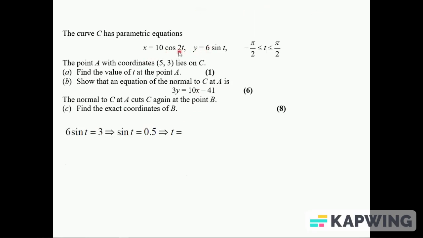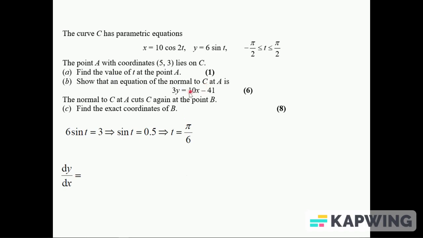Right, so I can do either this equals 5 or this equals 3. This equals 5 actually gives you two solutions. This one just gives you one though. So I'll do 6 sine t equals 3, giving me that sine t equals 0.5. So the t must be pi over 6. There's only one value between pi over 2 and minus pi over 2. If you did this one, you could have plus or minus, but it must be this one for the y value to be 3.